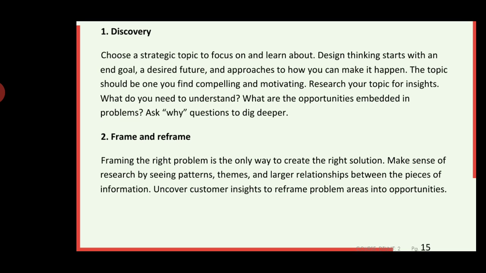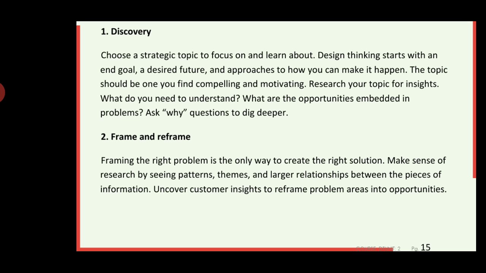And then the second one is frame and reframe. What do we have to learn about frame and reframe? We want to frame the right problem. Framing the right problem is the only way to create the right solution. Listen carefully while you are listening to the topic, otherwise we won't be able to understand it. Now we continue with frame and reframe. Framing the right problem is the only way to create the right solution.